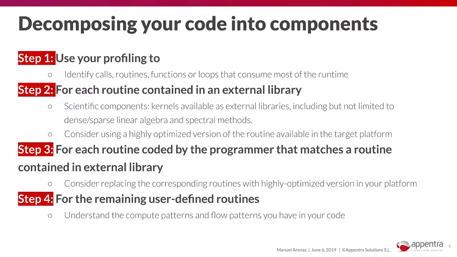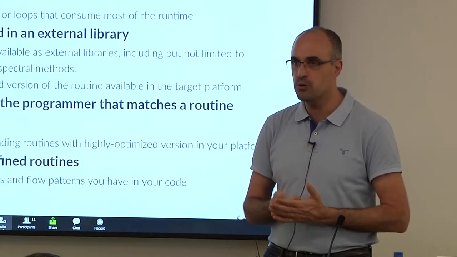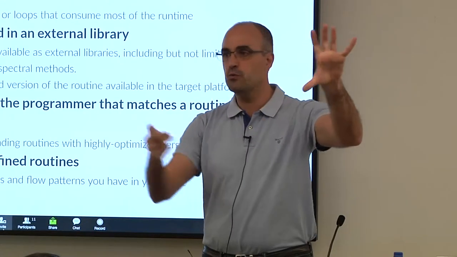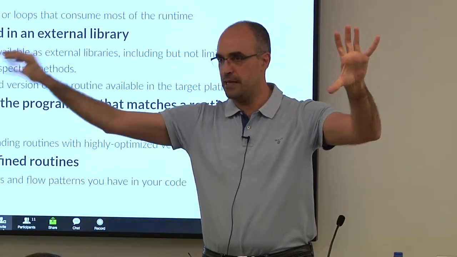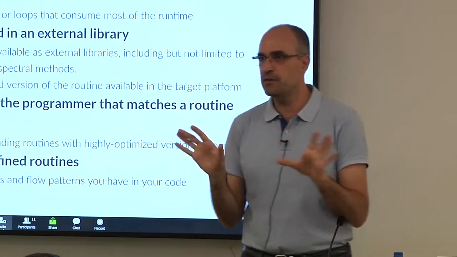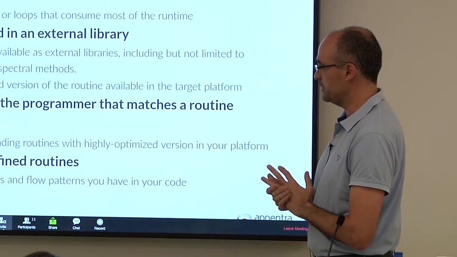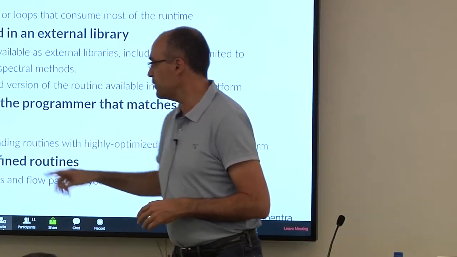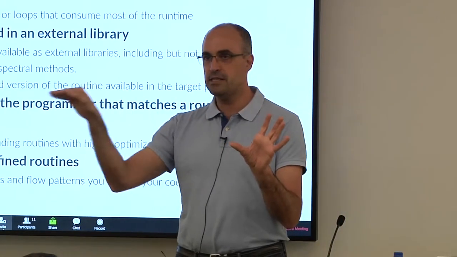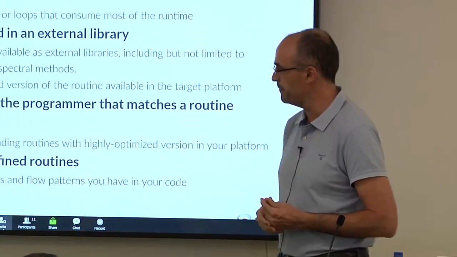Step number 3, you just have to be aware if you are coding a routine that is already available as a library and you were not aware of it, or you had decided not to use it. Because you need to take the decision: do I want to keep on using my own code? Or do I want to replace this piece of code by one single library call that is highly optimized for the system? It's up to you what is better for your science or for your code, given your expertise. But you need to be aware of that and make the appropriate decisions. So in that case, you can consider replacing the corresponding routines with highly optimized library calls available in the system where you're going to run.